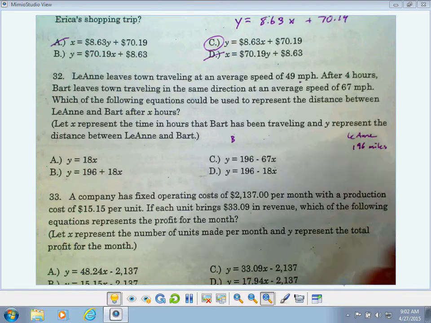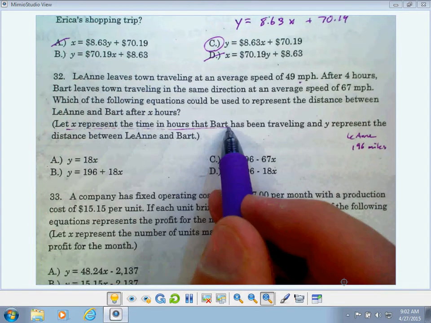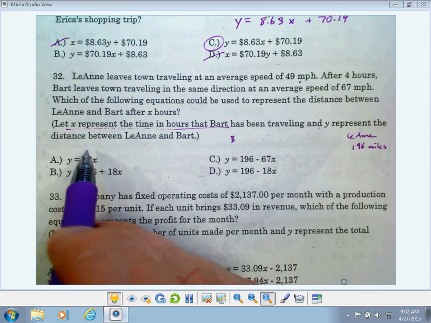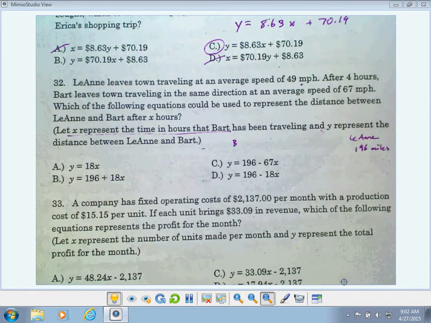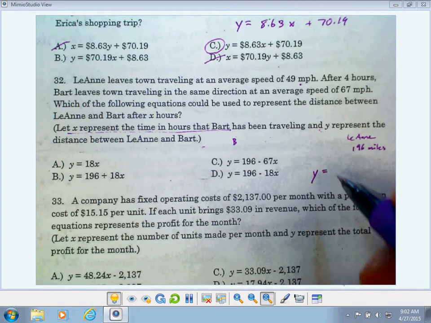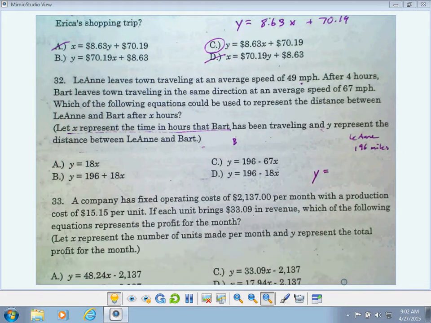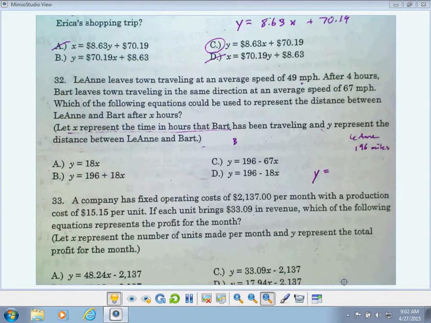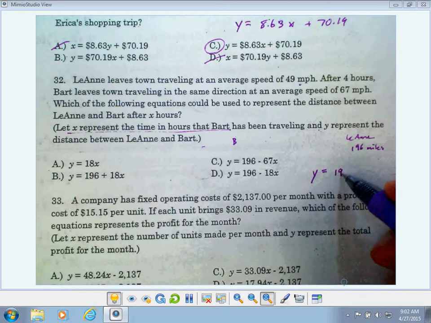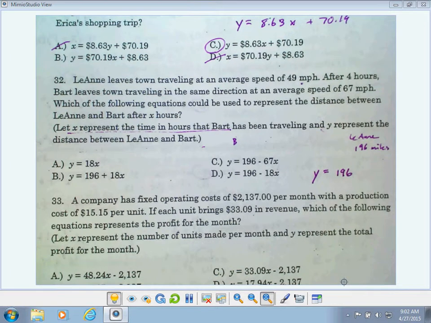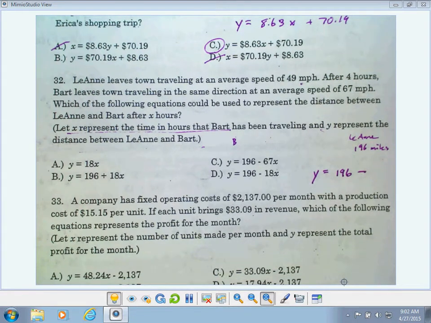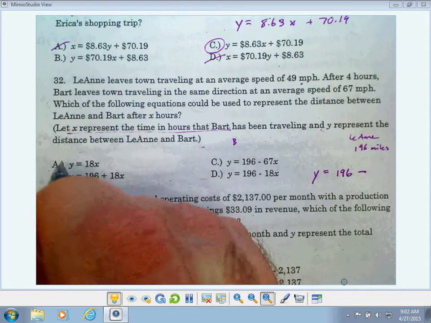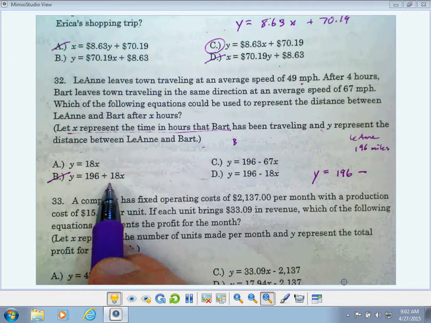So it tells you right here that X is the time Bart travels and Y is the distance between Leanne and Bart. So we know it's going to be Y equals, and you can see all the answers are set up as Y equals. So the thing is you know that every hour that distance is going to decrease. The question is by how much. So if you think about it, you're going to start with 196 miles of separation, but you're going to lose some of that separation each hour. So right away I think it eliminates B because we're not gaining anything.